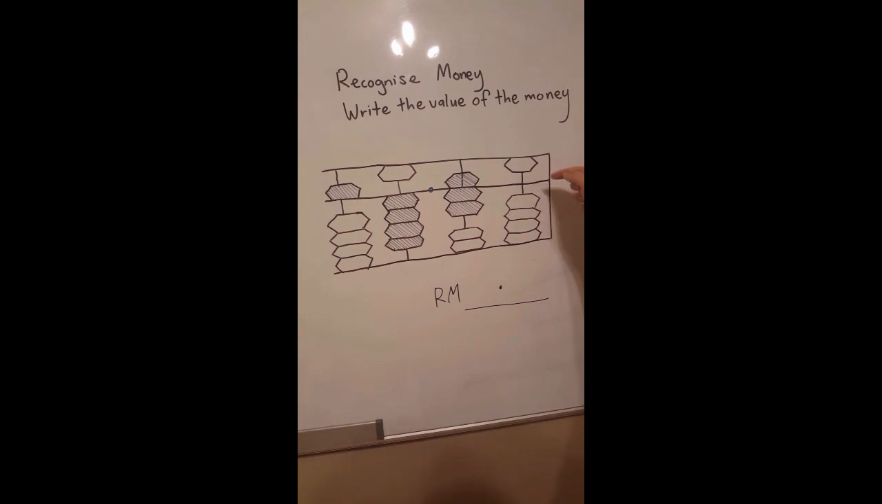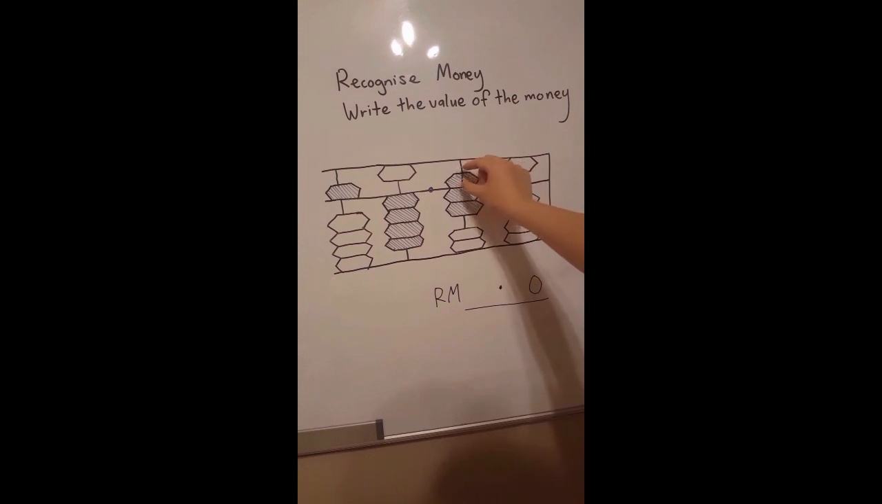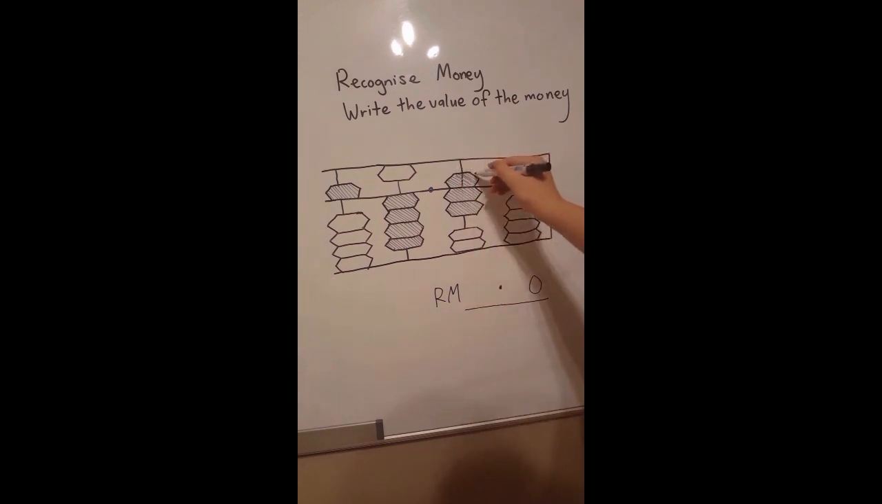We need to count how many beads are there touching the horizontal line. We notice that there are no beads, right? We can write this as 0. Okay. What about this part here? We have one bead from the top touching the horizontal line. So this bead here counts as 5, right? It counts as 5.